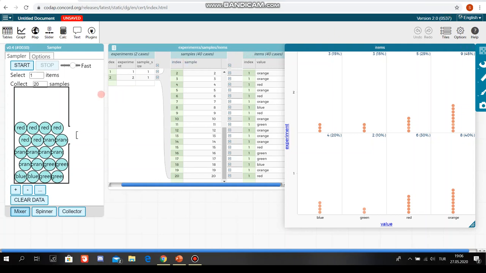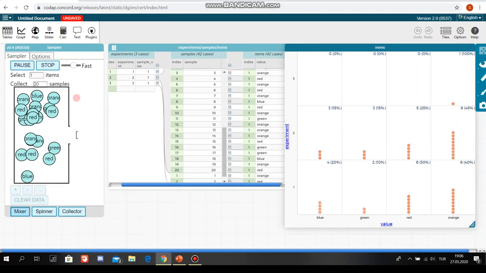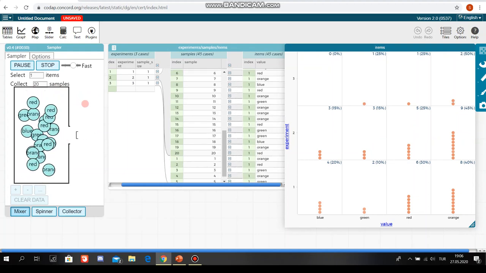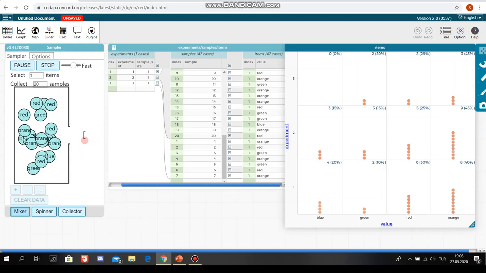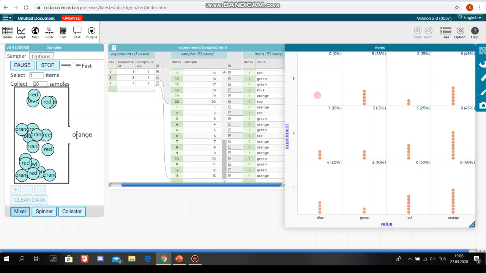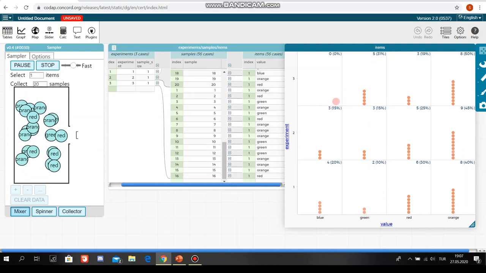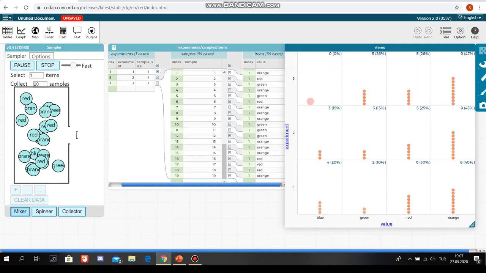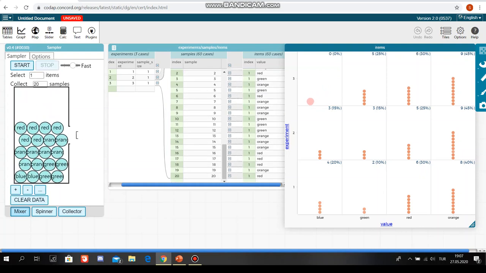Okay, now I am going to do our experiment one last time, and then we will analyze our data together. It's red, orange, orange again, orange, green, and this time no blue. Is it possible to have no blue? Oh, yes, it is possible according to this animation. And it is 0%. Oh, interesting. But we found 10% and it says 0%.